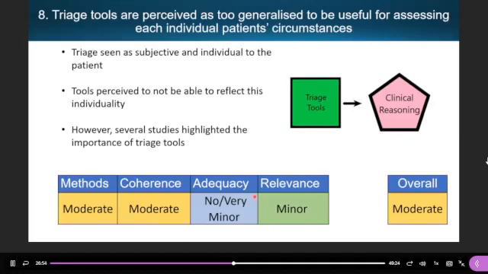Triage was seen as subjective and individual to the patient. The triage tools were seen as too generalised, not able to reflect this individuality. They couldn't identify the problems, the nuances that come with patient assessment. However, as I have noted, several studies did highlight the importance of triage tools in providing guidelines, in risk management, in providing legality.